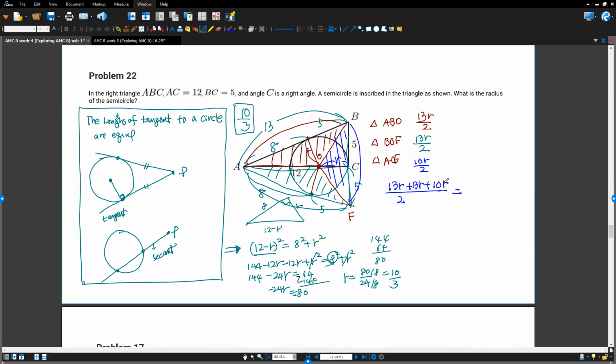How can you find the area of this one? Base times height. The base is 10, and the height is 12. I'm going to do 5 times 12 divided by 2, and times 2 again, right? The other side. That is just 60. So times 2: 13R plus 13R plus 10R equals, what is it, 120, right? Times 2 over here.